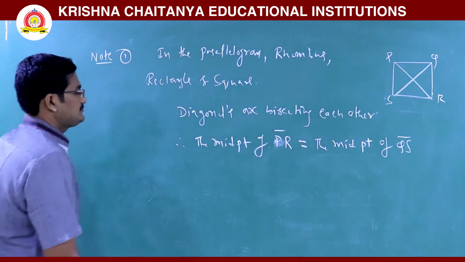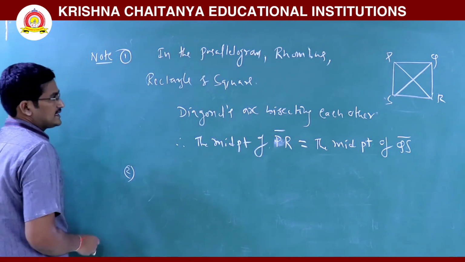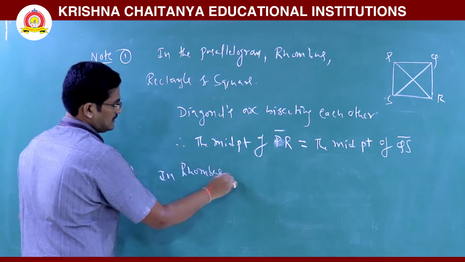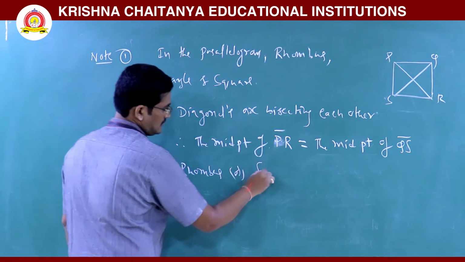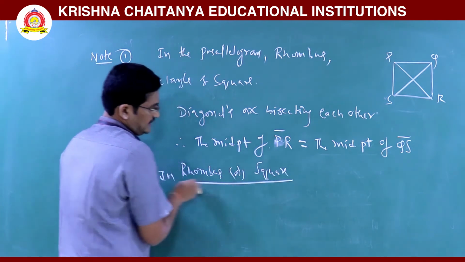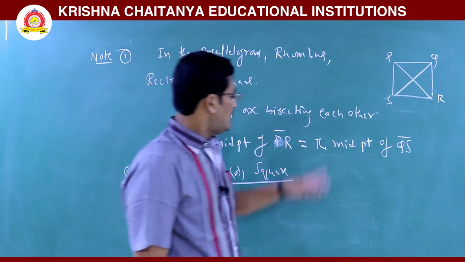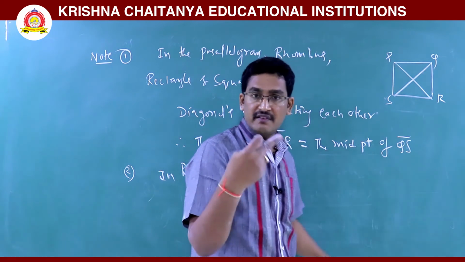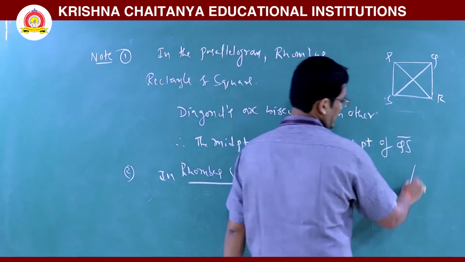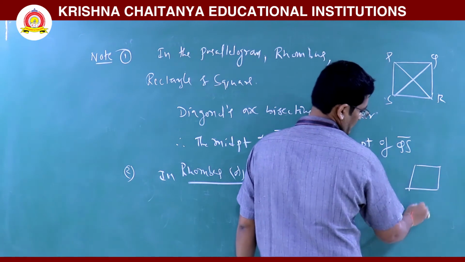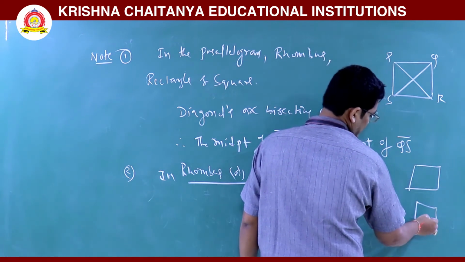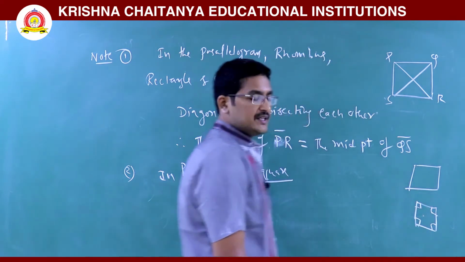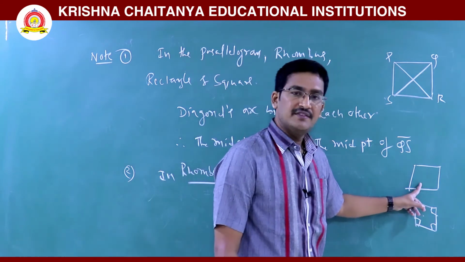Next, the second one: suppose you take a rhombus or a square. In a rhombus or square, the diagonals are perpendicular to each other. In all these four, the midpoint of one diagonal is equal to the midpoint of the other diagonal. But this is a rhombus, this is a square. Suppose you take any square, it has adjacent sides perpendicular to each other. It is a rhombus. So you have to take any one of these two.